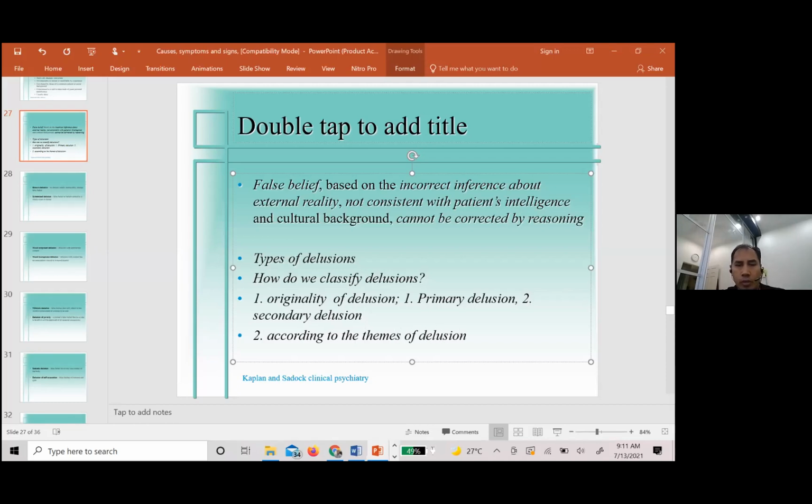Themes, yeah. Okay, probably you don't really understand, but okay, originality means, I give you an example. Patient keeps on experiencing the second person hallucination. The voices say that you are useless, you are no good, you are not good at anything. So first the patient experiences hallucination, then eventually he believes, yes, I'm no good.